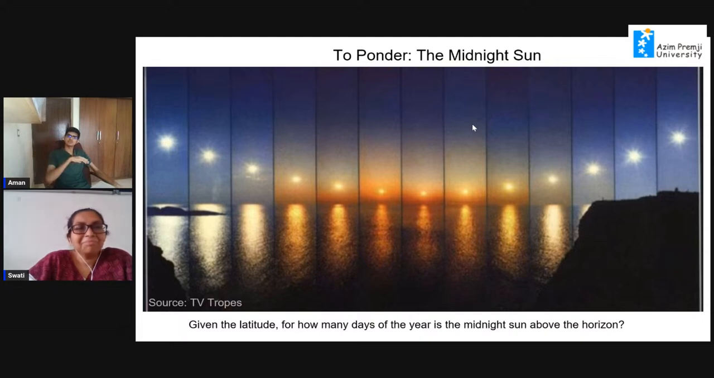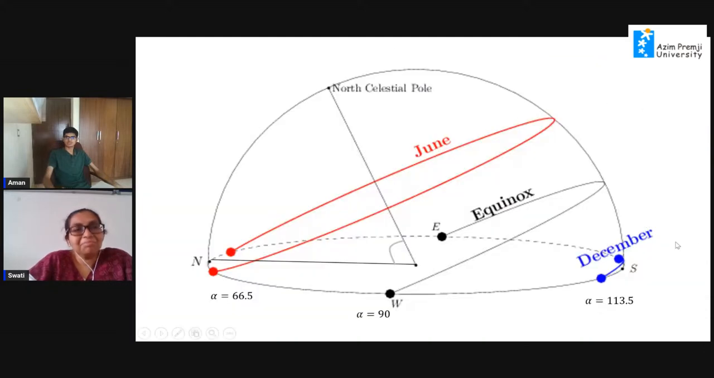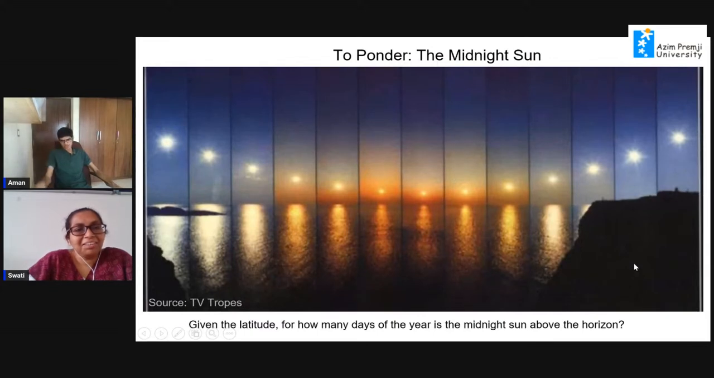And then in winter, you'll have complete darkness because the sun's circle will completely disappear below the horizon. Yes. So I think those are quite fascinating questions. So what kind of tools would you need to answer that question?